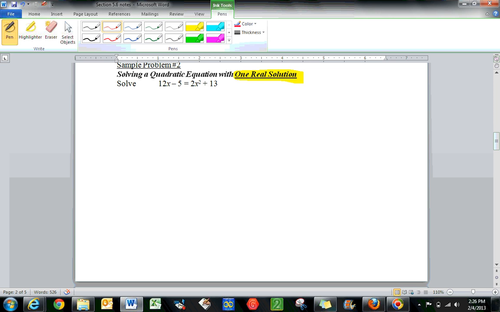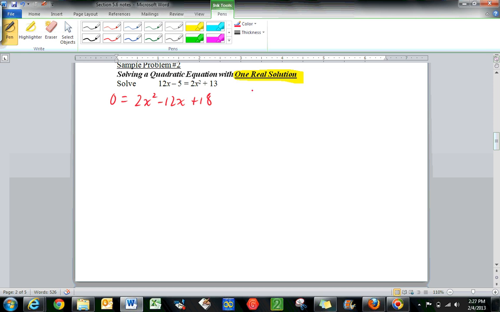Okay, I'm actually going to work this problem in two different ways. So the very first thing I'm going to do is subtract the 12x from both sides, add the 5 to both sides, which gives me 0 on the left-hand side equals 2x squared minus 12x plus 18. Now, technically, that is standard form, even though the 0 is on the left side. You could rewrite that with 0 on the right side if you were more comfortable.